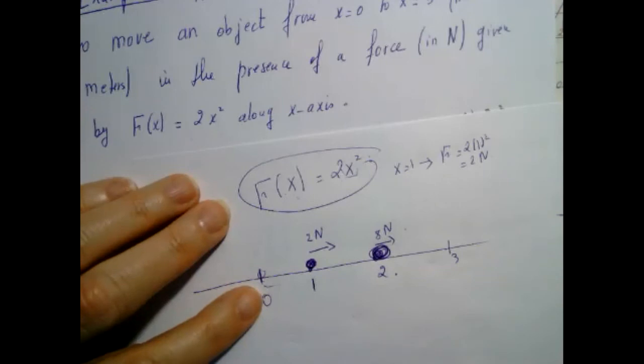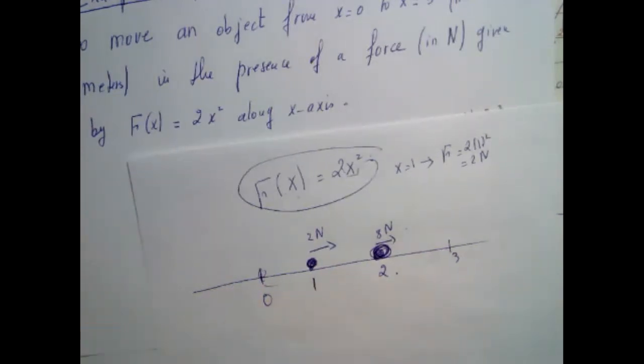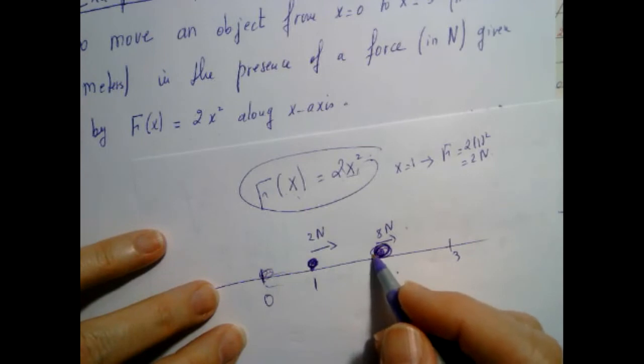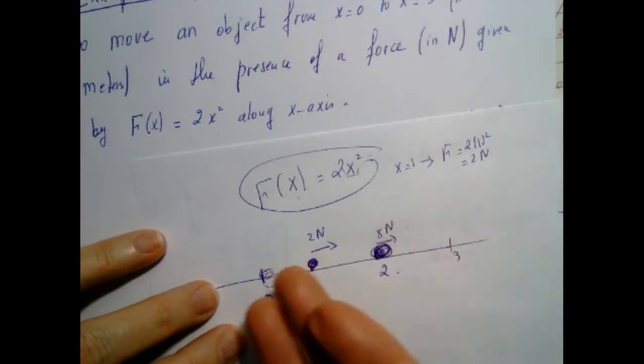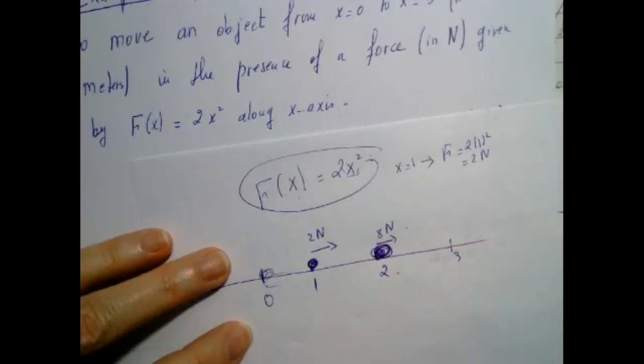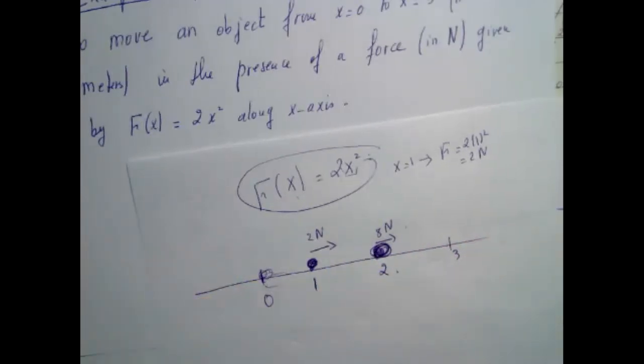So the force is not really constant. It's an object that something is happening to it as you are moving it. And the force to move it is actually increasing. That's where the numbers are coming from.